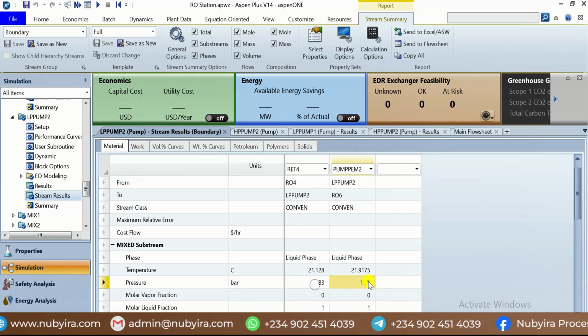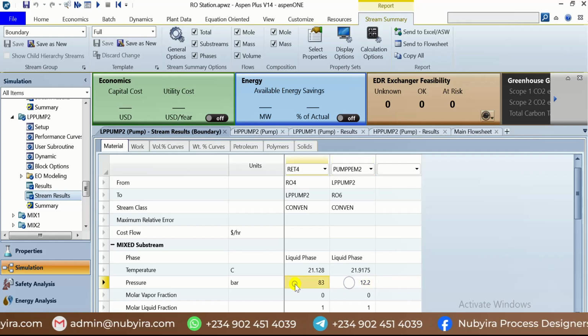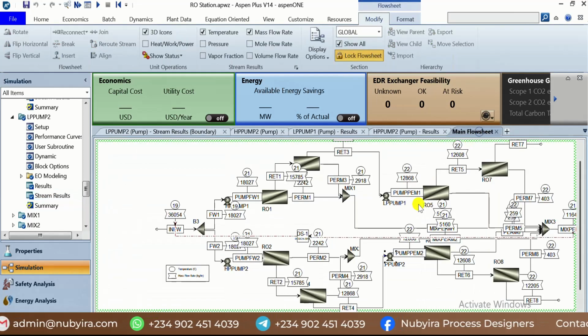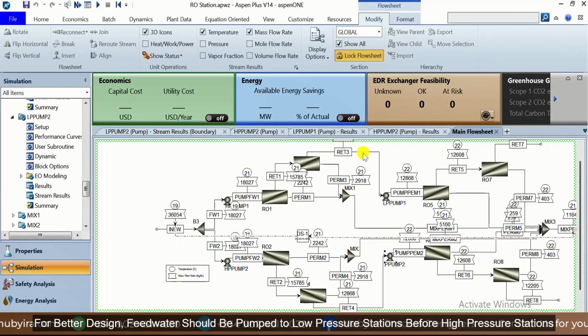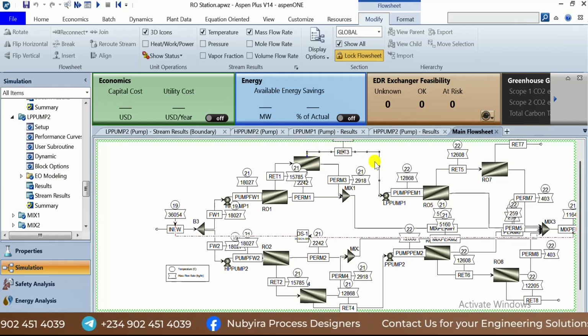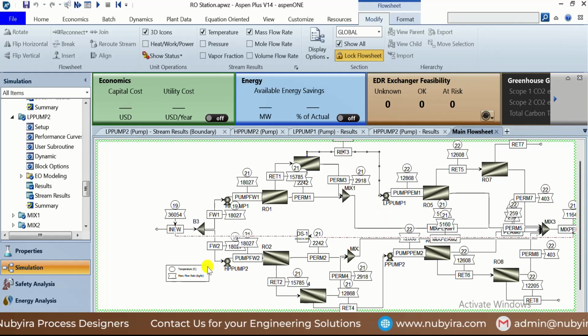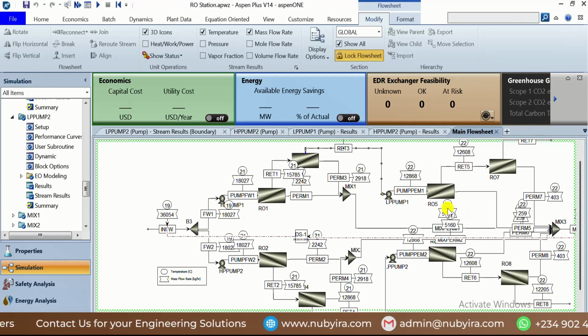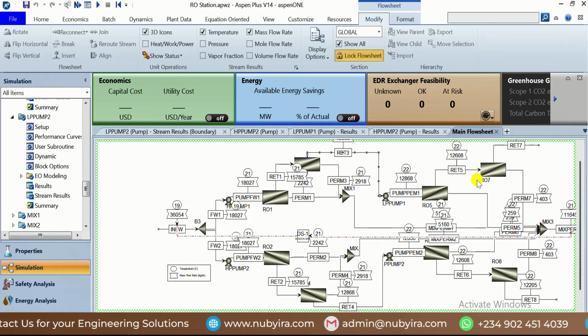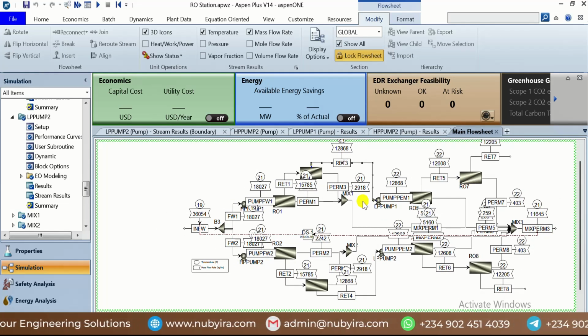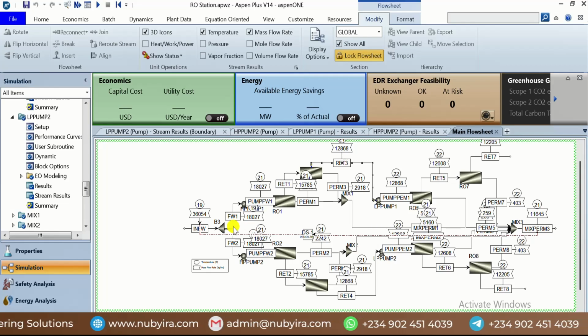Okay. The pressure is definitely high already, so it's like a valve or something. 83. Okay, because it's coming from the retentate, I'm supposed to put a valve there. It's supposed to be a valve. They don't need a pump here. So my bad. So that's the introduction of the project. Thank you for staying tuned. See you on the next one.